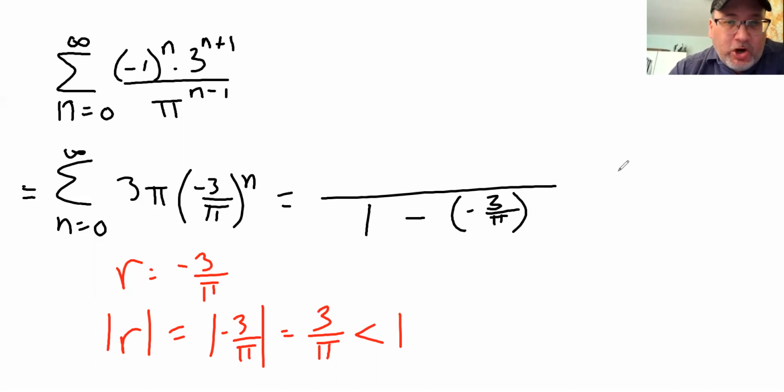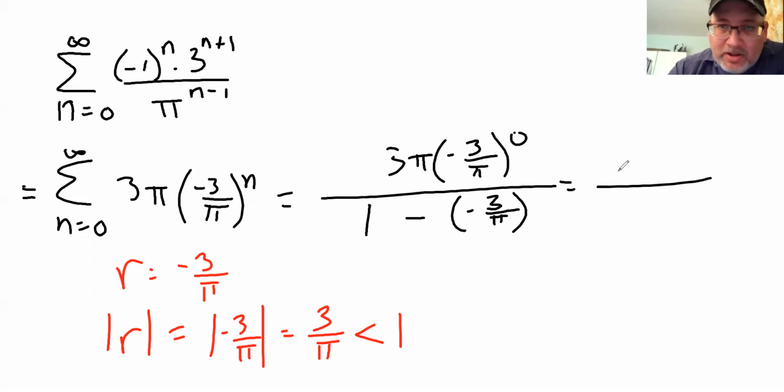But what is the first term? Well, the first term is what we get when we put the lower limit in for the index inside the argument. Translation, put in 0 for n. 3 pi times (-3 over pi) to the 0 power. This isn't as bad as it seems. (-3 over pi) to the 0 power is 1, so 3 pi times 1 is 3 pi. Downstairs, we have 1, double minus is a plus, 3 over pi.